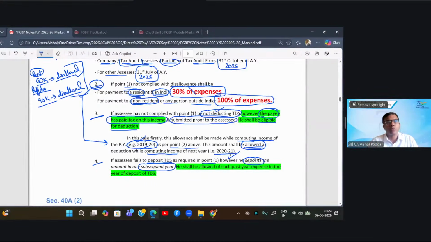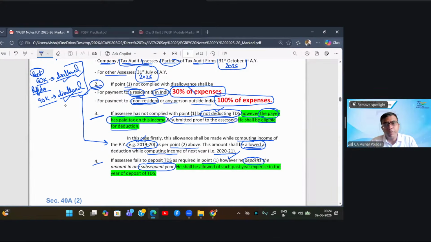So what you missed to do in this current year, you did that in the future year. Firstly, now what will happen? Since you have failed to deposit the tax, I will first disallow the expense. Again, 30% in case of Indian expense, 100% in case of foreign expense. So that I have disallowed.